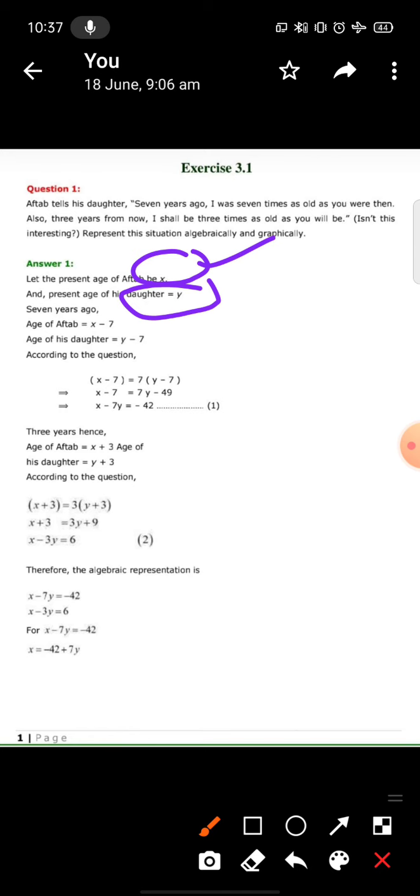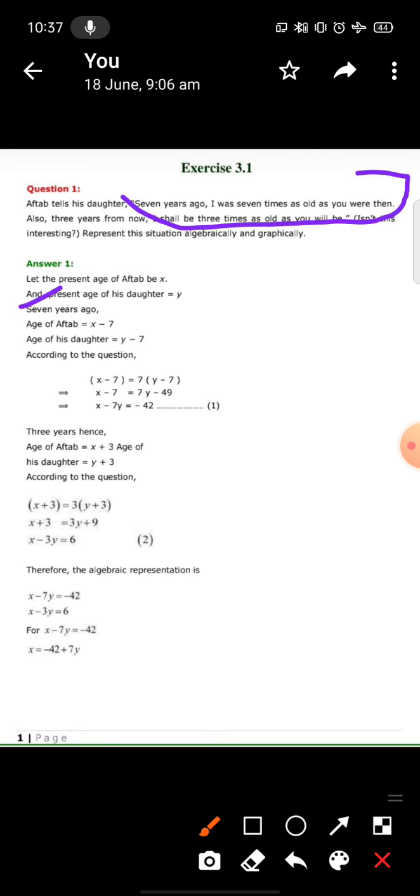Now see, the first condition is 7 years ago, I was 7 times as old as you were then. We have to represent this in linear form.